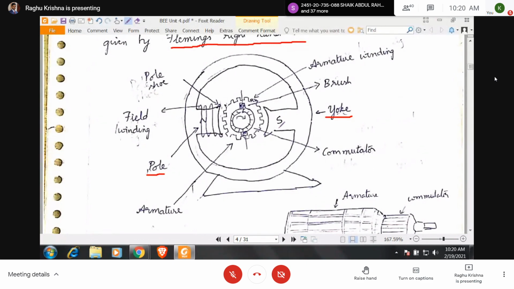So how are the poles formed? Here we are going to have a field winding. When a DC supply is given to this field winding, these poles act as electromagnets, and this will be the direction of the magnetic flux.